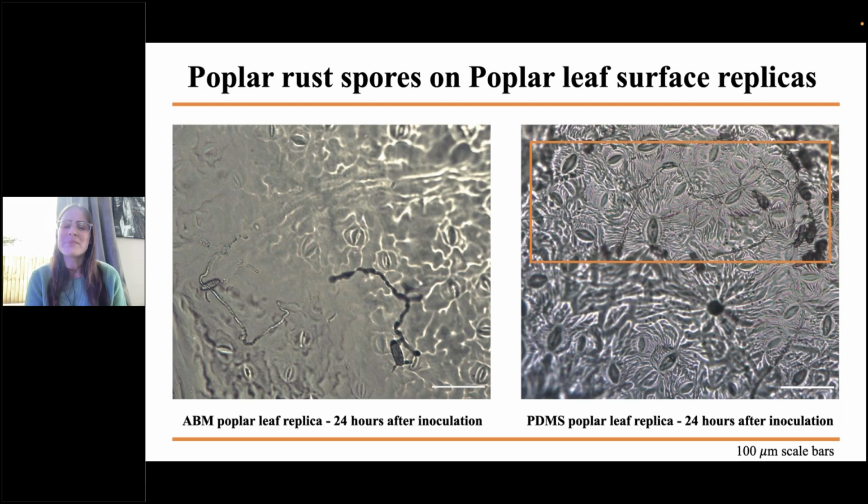We saw some swelling over the stomata, but not a huge amount, and no sort of defined growth like we did with the wheat leaf, but that's not unexpected because the features are a lot more randomized on poplar leaves, so they don't have the same typical growth patterns that wheat leaf rust has.